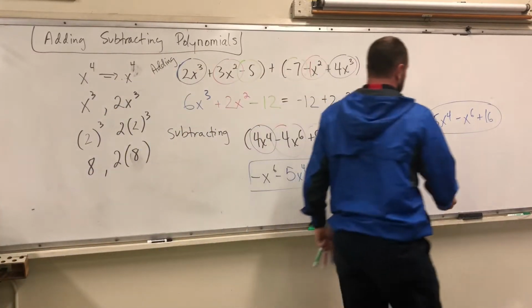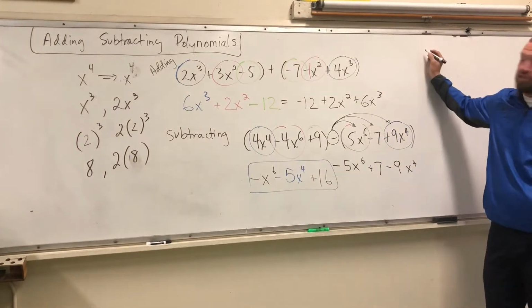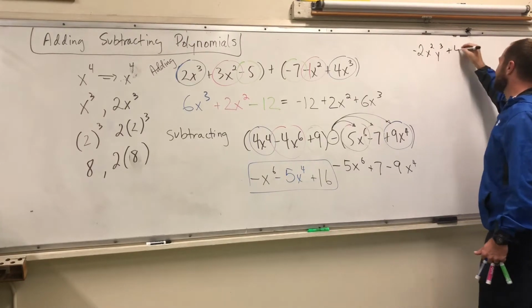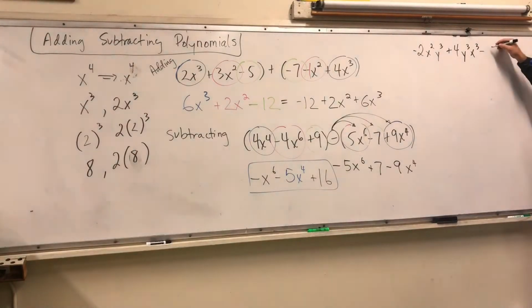Now, Tamani, I just want to go over again. Add coefficients to it. Negative 2x squared y cubed plus 4 y cubed x cubed minus 6 y cubed x squared plus 10 y cubed x cubed. Okay, what are we doing now, guys? We're just looking at like terms and adding and subtracting polynomials, so we're taking a look at like terms.